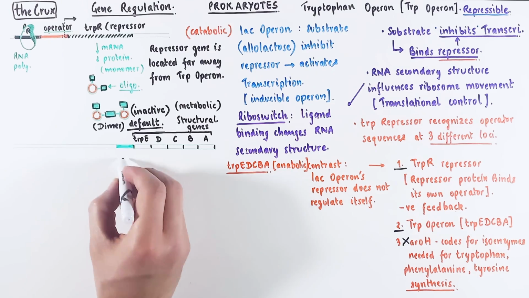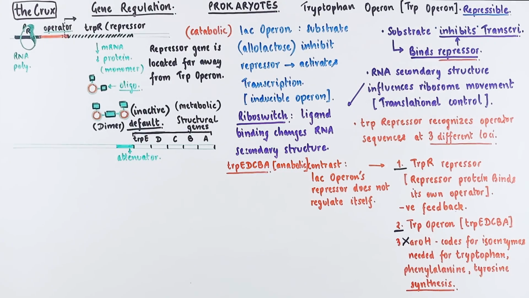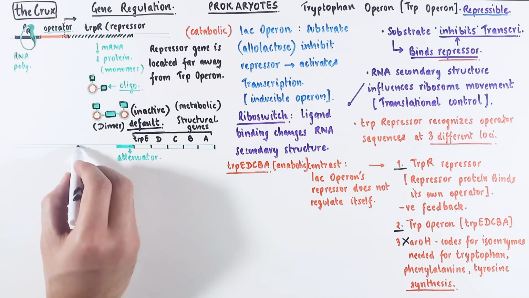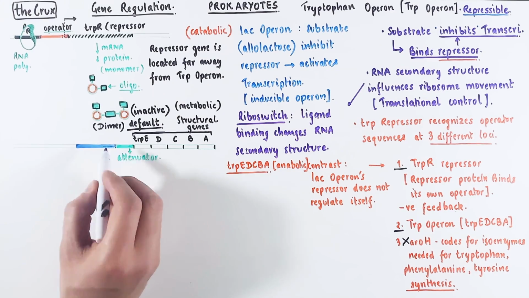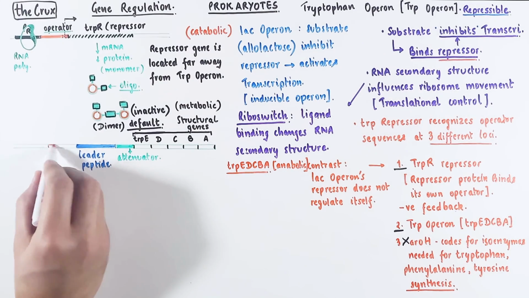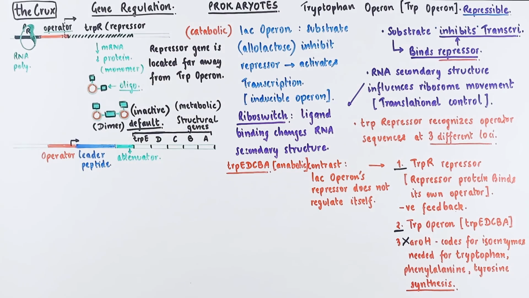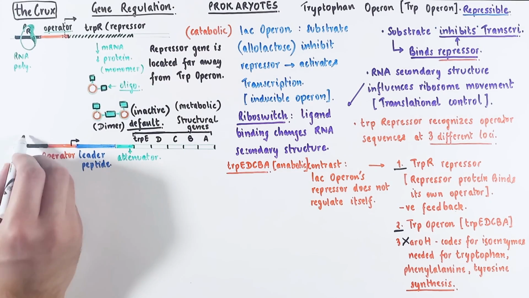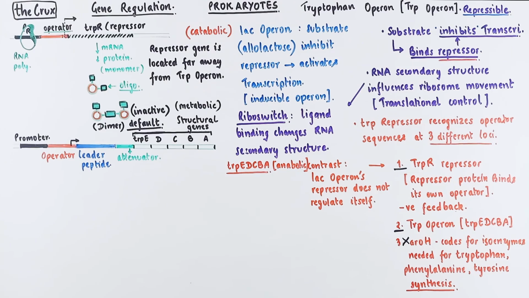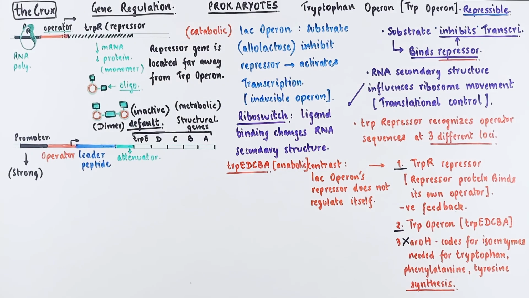is a short sequence of a uracil repeat, which is called an attenuator. More on this later. Upstream of this attenuator is a sequence which contains a leader peptide. Upstream of the leader peptide is the operator sequence, which contains the transcription start site. And then you also have the promoter. In the case of the tryptophan operon, the promoter is actually a strong one, in contrast to the promoter that we saw in the lac operon.